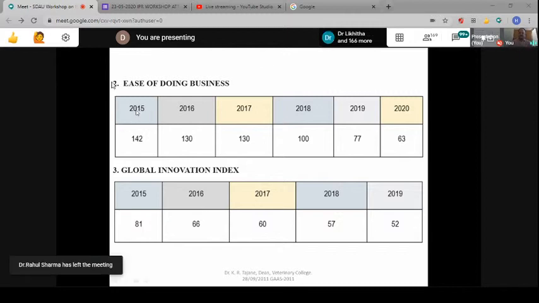Again, these are figures which represent the growth in the ease of doing business. Earlier we stood at 142nd place in the ease of doing business. Now we are at the 63rd place. So we have moved up to a great extent, and that is also an achievement for India. Then in the Global Innovation Index, in 2015 we were at 81st position. Today in 2019 we are at 52nd position. That is also very good appreciation.